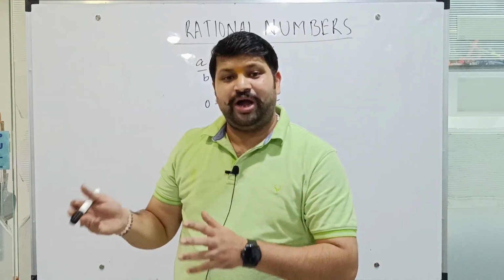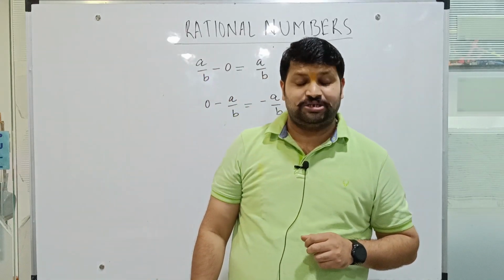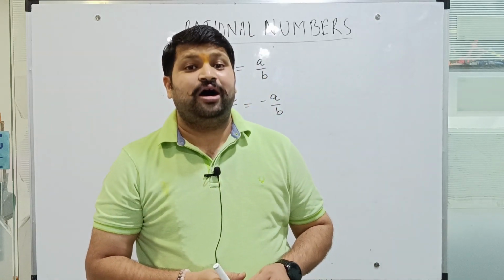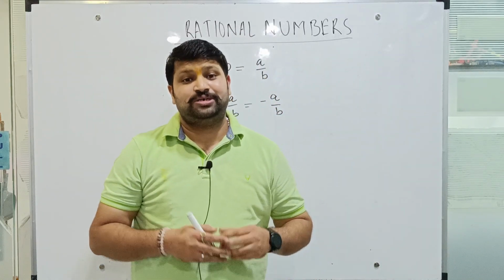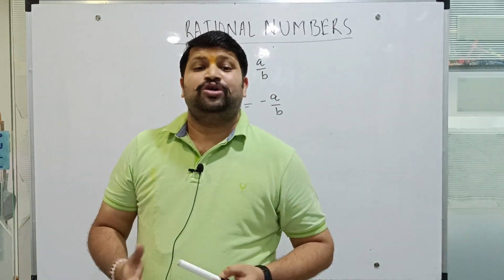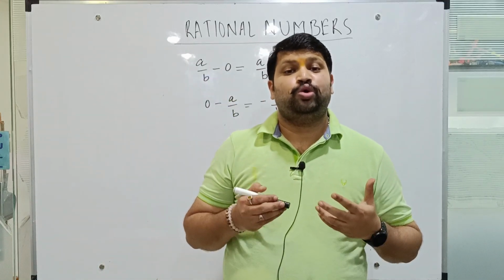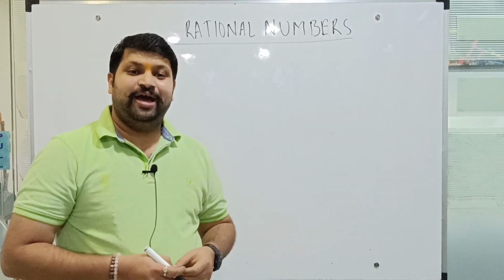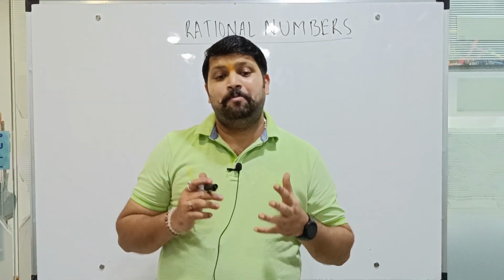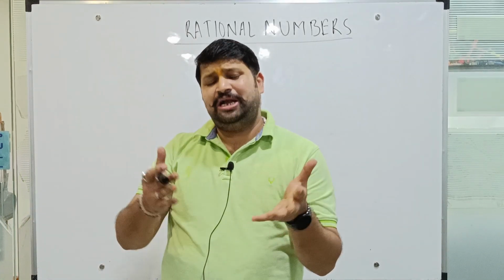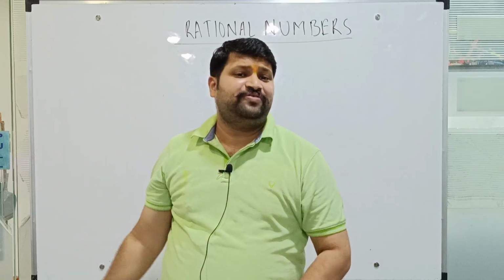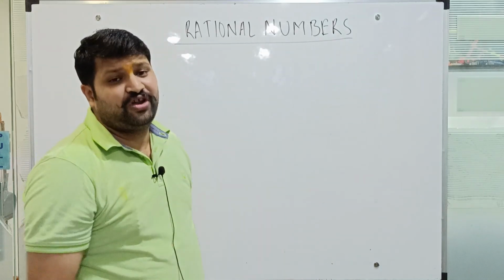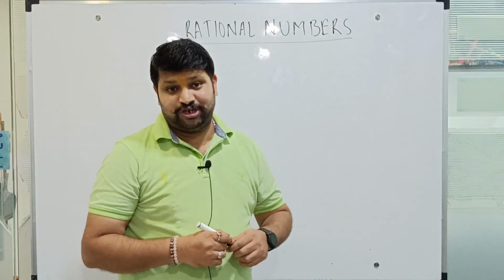Now, since there is no identity for subtraction of rational numbers, there would also be no inverse for subtraction of rational numbers. So the subtractive inverse would also not exist. Now let's go ahead and talk about multiplication of rational numbers. Multiplication of rational numbers is quite different as compared to addition or subtraction. So let us see first how we do multiplication of rational numbers.